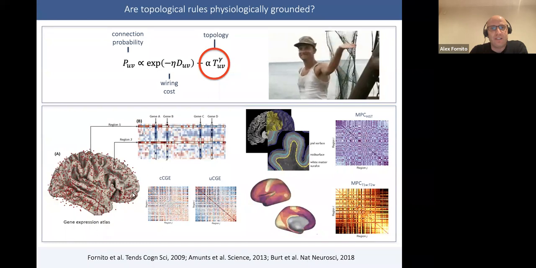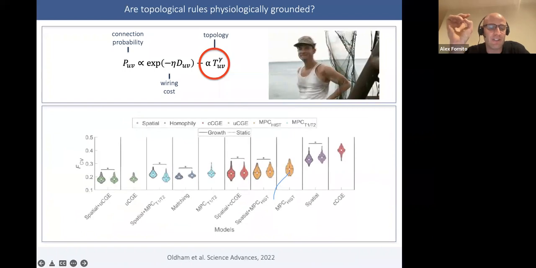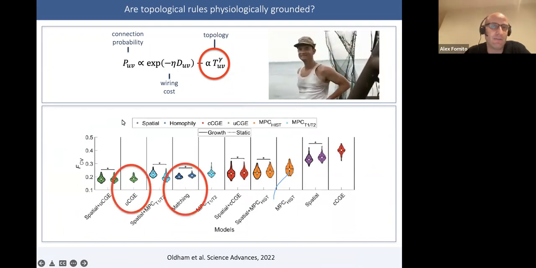Comparing the matching index model to a model that's only incorporating the coupled gene expression, the gene expression model is actually doing much better. And this model here is just a single parameter model. So it doesn't include a wiring cost term. It only has the raw gene expression values. So essentially in this model, we are forming connections based on the strength of transcriptional coupling between regions, modulated by this gamma parameter here.